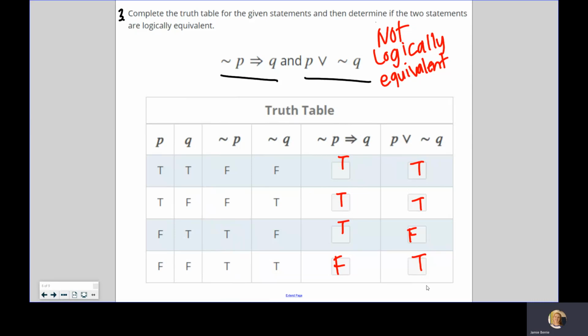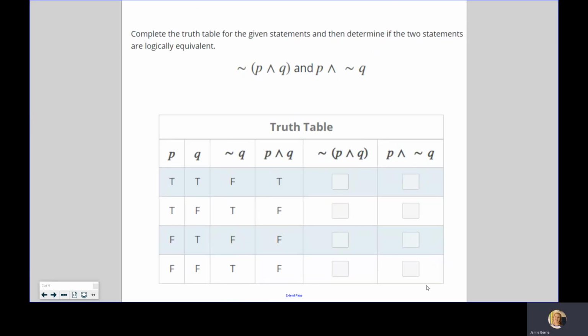All right, we have one more. This would be number 3. No, number 4. Sorry. It says complete the truth table for the given statements and then determine if the two statements are logically equivalent. All right, here's our two statements. Not P and Q and P and not Q. It's already got a lot of this filled in for us. It's got the P column filled in, the Q column is filled in, not Q is filled in, and P and Q is filled in.